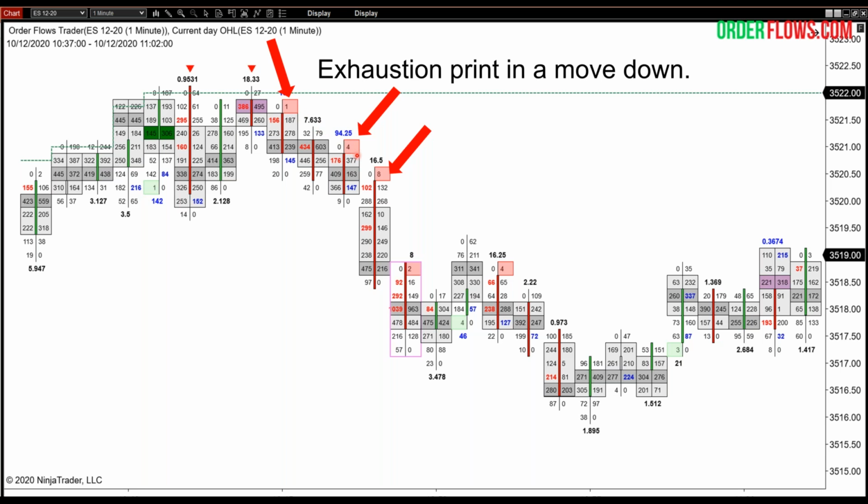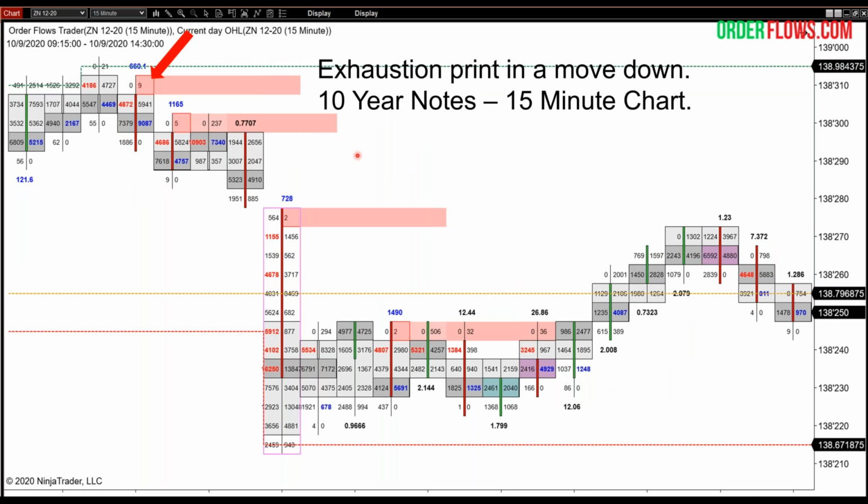Now this is interesting because this is a 10-year note chart. It's a 15-minute chart. 10-year notes trade thousands and thousands of contracts at a price level, sometimes tens of thousands. And look at yesterday: after the high is made, the next bar starts coming back up and trades 9 contracts. 9 contracts in a market that normally trades 4,000, 5,000, 7,000, 9,000, 10,000. That sticks out like a sore thumb.